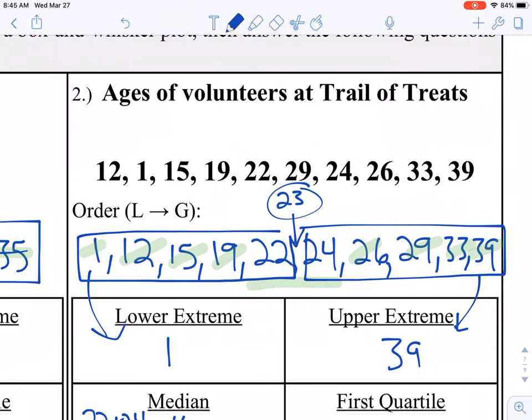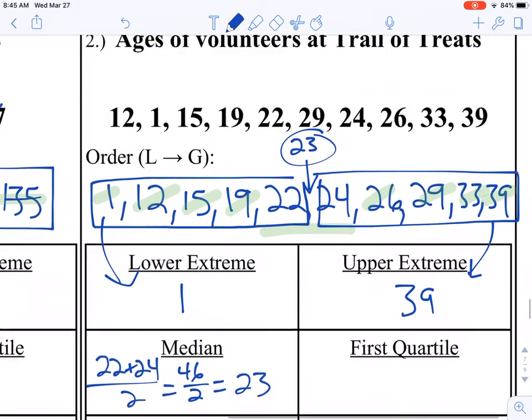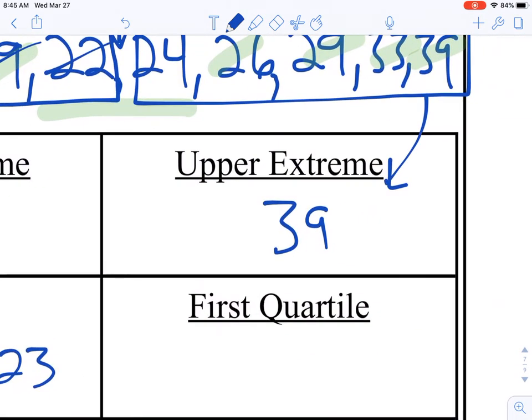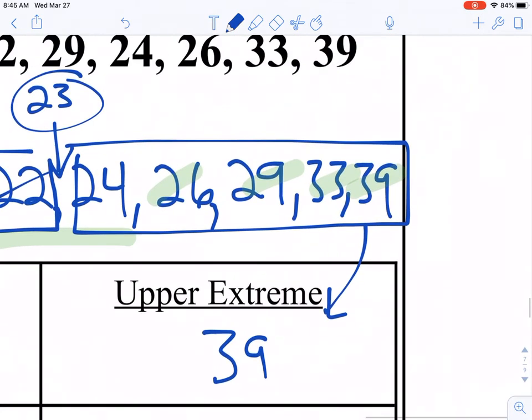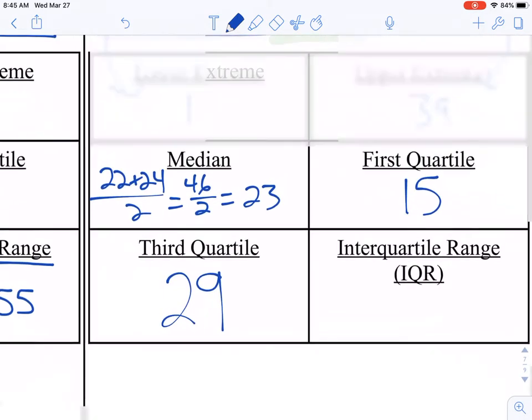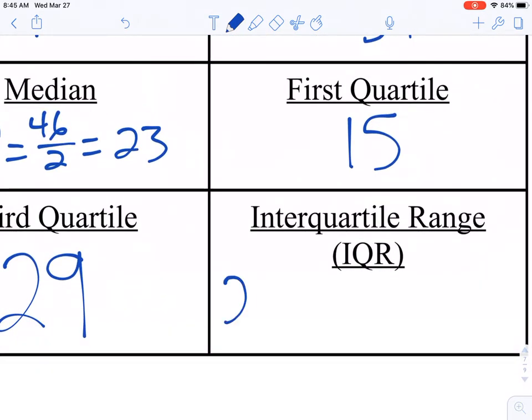So now when I'm going for the first quartile or the lower quartile, I'll cross off 1 and 22, then 12 and 19, and 15 is my first quartile. Do the same thing here, 24, 39, 26, 33, and then get 29. It's my third quartile. Interquartile range will be 29 minus 15, which is 14.